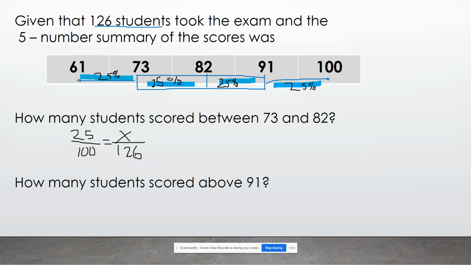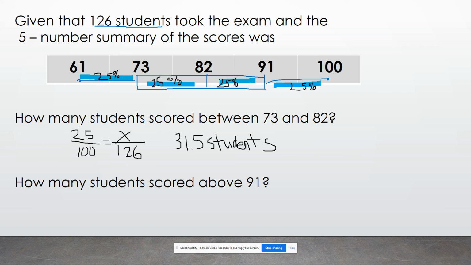So if I cross multiply 25 times 126 and divide that by 100, that's going to give me 31.5 students. Now, if they don't have the 0.5, you're going to pick either the 31 or the 32. That would technically round to 32. But if they don't have that as an answer choice, pick the 31.